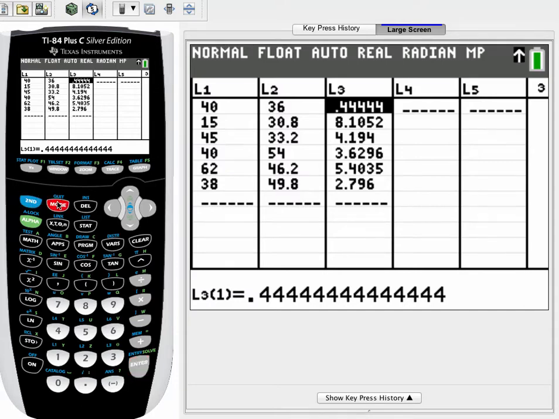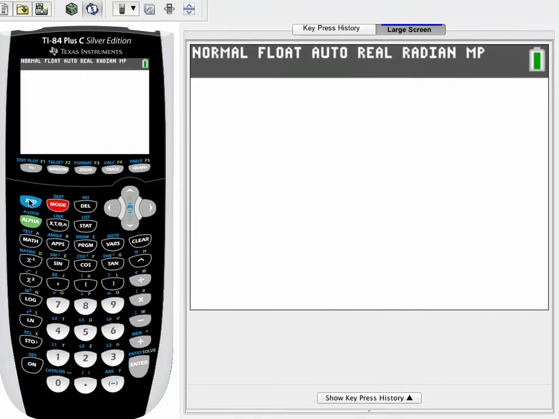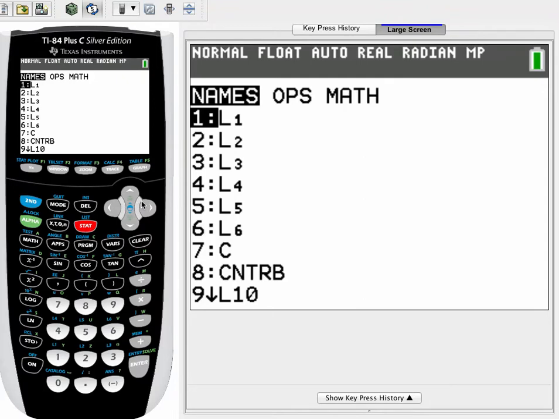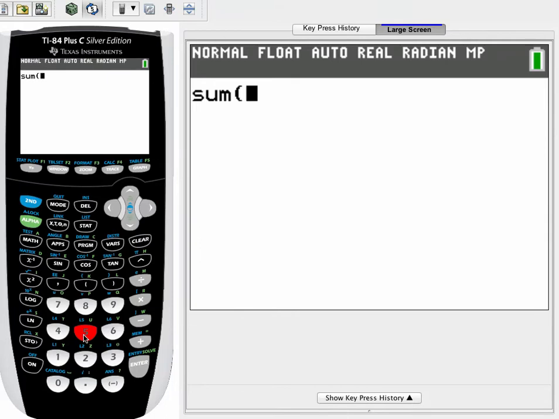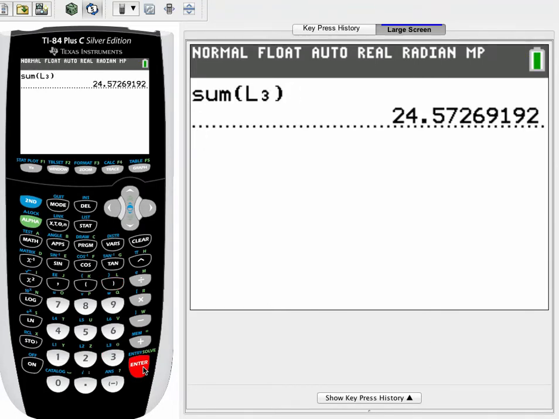So let me quit out of here, and I'm going to go to list, which is second, stat, and over to math, and number 5 is sum. I want to add up these values that I just had fill up L3. So this is my chi-squared test statistic, 24.57, etc.